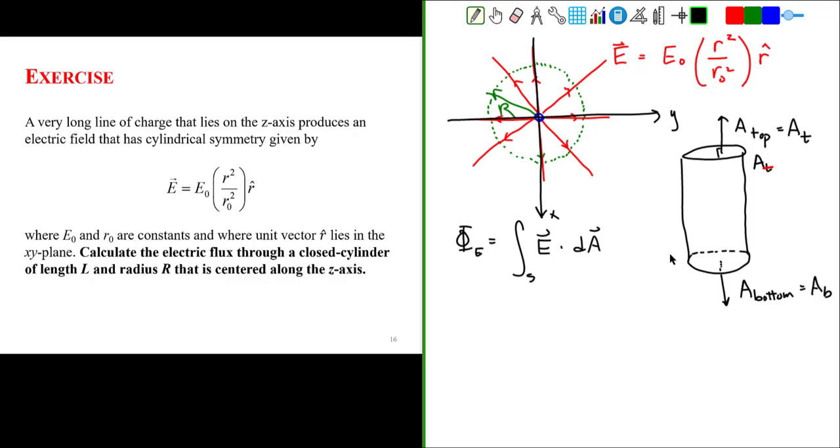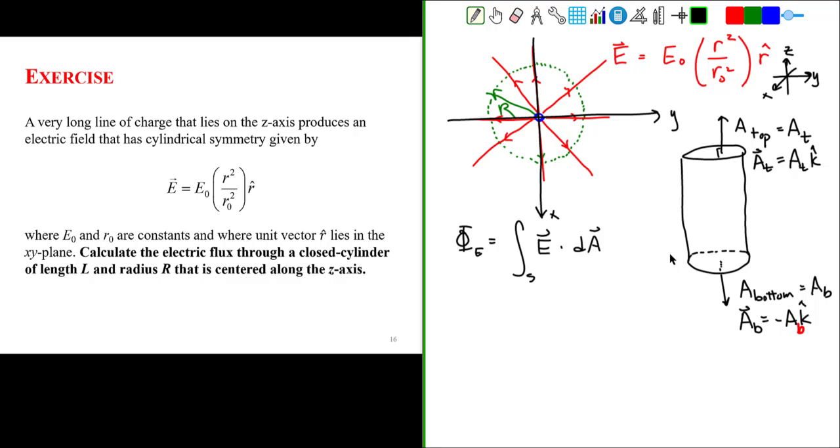Therefore, the area vector for the top, if we go back to our coordinate system where x is coming out, y, and z going up, the top area vector has a normal vector that is parallel to the positive z-axis, while the bottom area vector has a normal vector that is parallel to the negative z-axis.